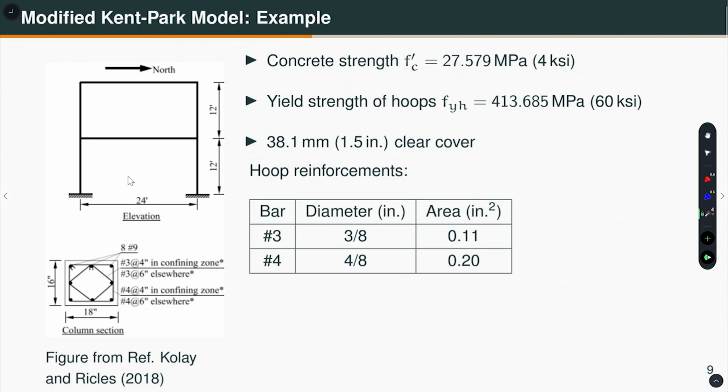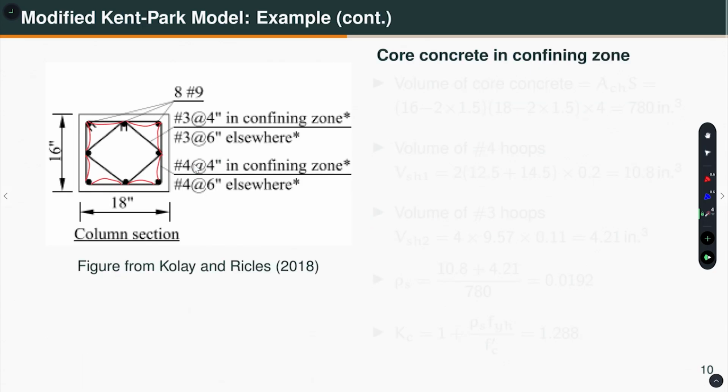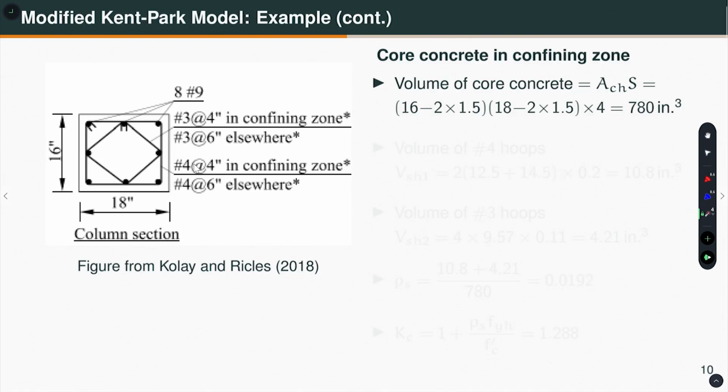Confining zone means in this region or in this region. Why? Because the spacing of the stirrup is changing from this region to this region. Okay. So, I am looking at the core concrete in the confining zone. Okay. So, how do I calculate the rho s?